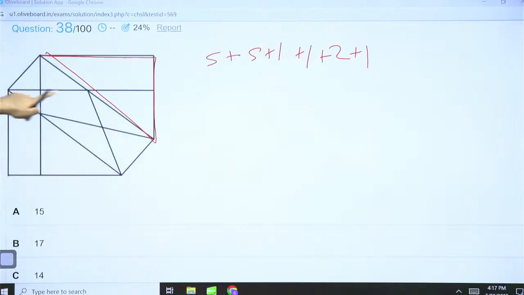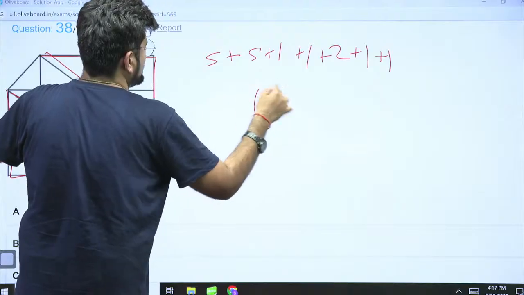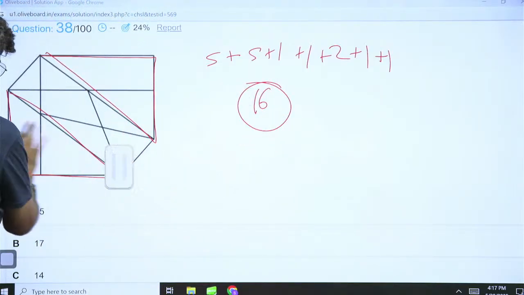We counted this and this also, right? Okay. Oh my god, how can I miss this? Got it. One more. 16 triangles in all. Okay, I'll show it to you one second, don't worry.